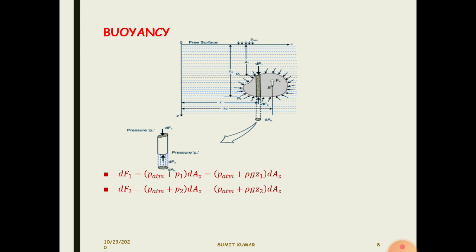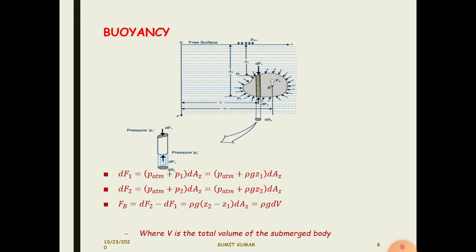The resultant force acting on the body, that is the buoyant force, will be dF2 minus dF1, which is equal to rho g into dV. Integrating this buoyant force for the entire submerged body, we get Fb equal to rho into g into V, where V is the total volume of the submerged body. From this equation, it can be said that the buoyant force Fb equals the weight of liquid displaced by the submerged body of volume V. This phenomenon was discovered by Archimedes and is known as Archimedes' principle.